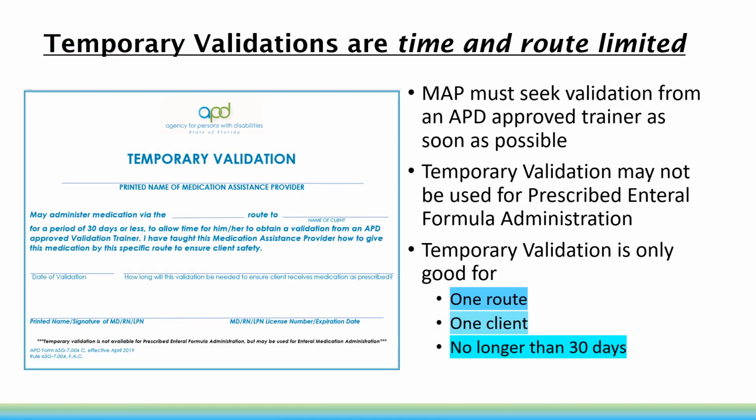Temporary validations are time and route limited. The MAP must seek validation from an APD approved trainer as soon as possible. Temporary validation may not be used for prescribed enteral formula administration. Temporary validation is good for one route, one client, and not longer than 30 days.